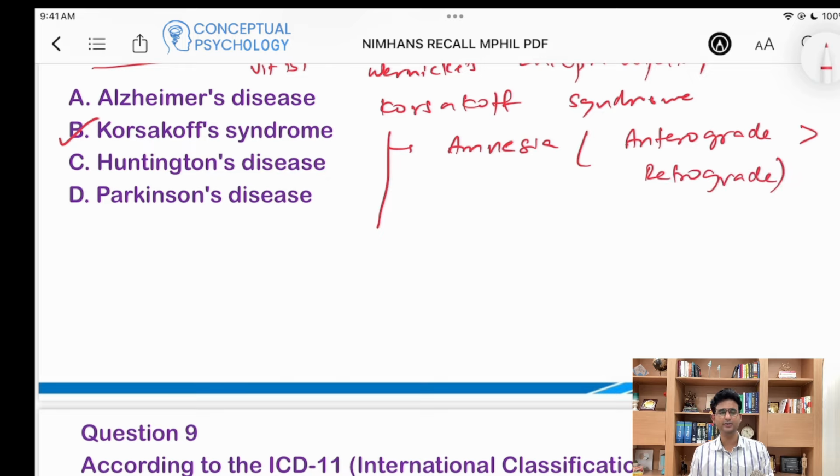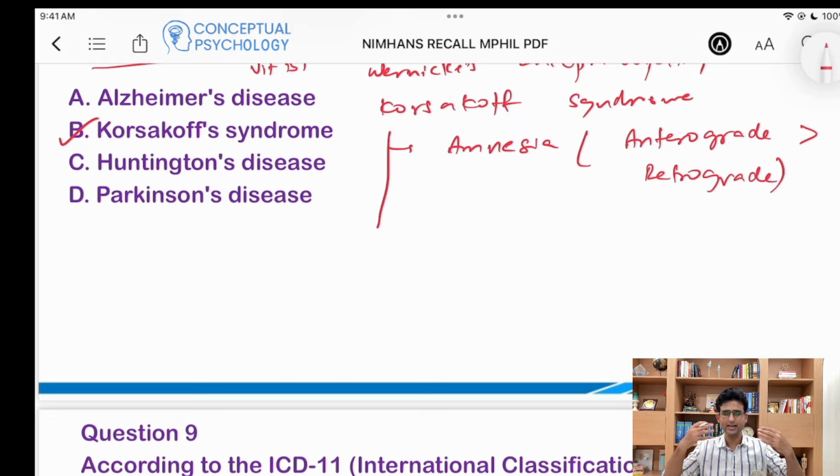What is anterograde amnesia? Say I am teaching you and suddenly something falls on my head and I develop amnesia. I will have two kinds of difficulties. I will find it difficult to make new memories. This is anterograde amnesia. I will forget things that happened in the past. That is retrograde amnesia. So both kinds of amnesia develop. Anterograde is more prominent than retrograde.